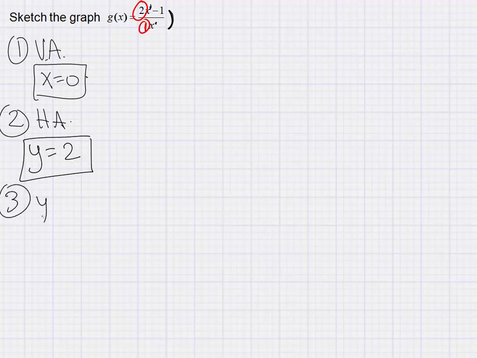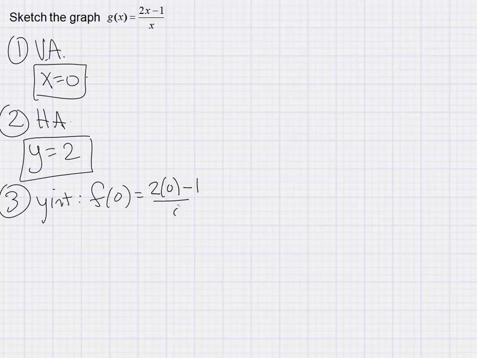Step 3, y-intercept. Find this f of 0. So in that case, let me see that function a little bit better. In that case, I'm going to get 2 times 0 minus 1 over 0. Well, that can't happen, right? I can't have 0 in the denominator. Remember, that's where my vertical asymptote was. So there is no y-intercept.